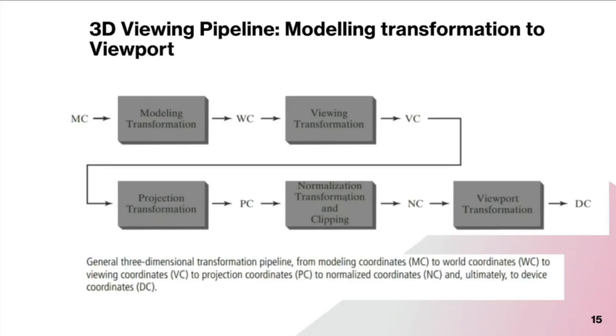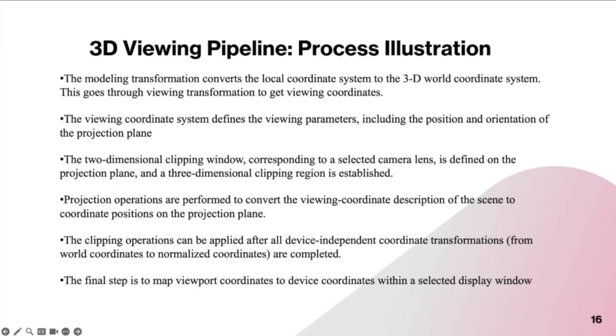Then the projection transformation is one technique where we can obtain the projection coordinates. Once we obtain the projection coordinates, we need to normalize them and apply the transformation. Then using the clipping technique, we get the normalized coordinates. Once everything comes to the normalized coordinates, the viewport transformation is applied to ultimately get the device coordinates. So this is the procedure I have tried to explain here.